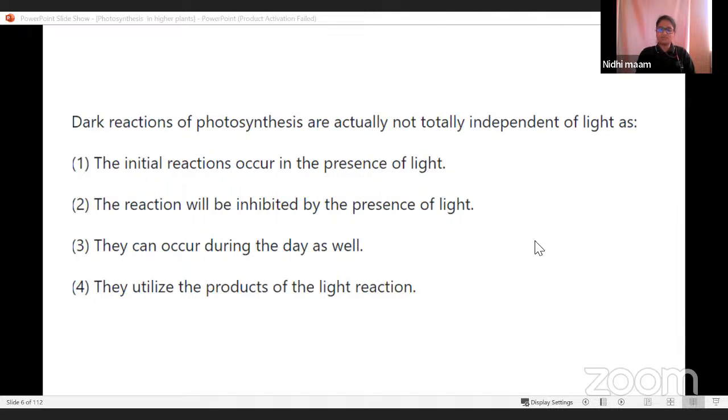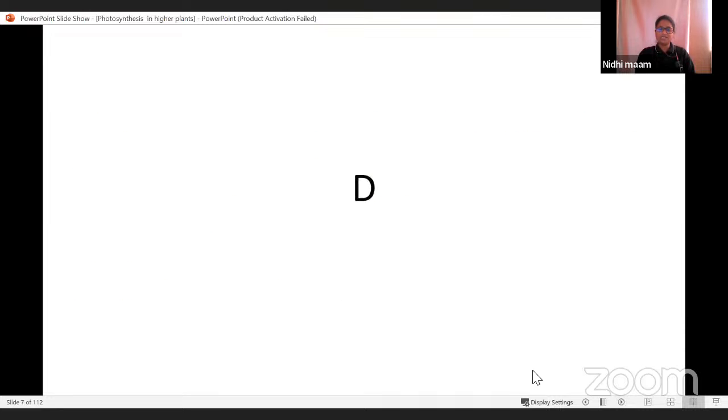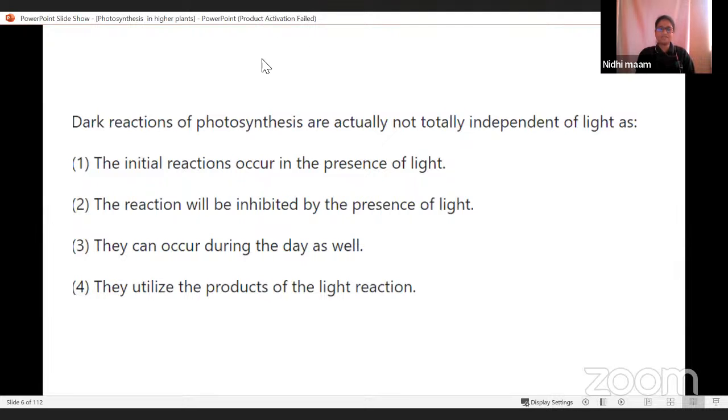The right answer for this question is option D. They utilize the products of the light reaction. That is why dark reaction is not completely independent of light.